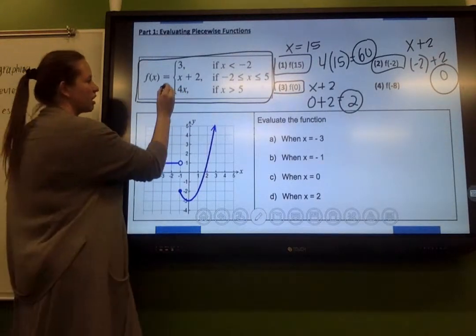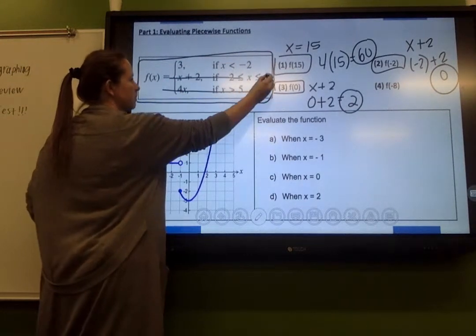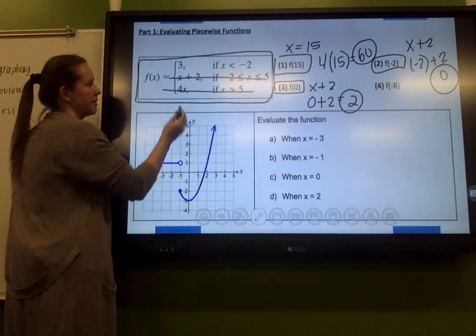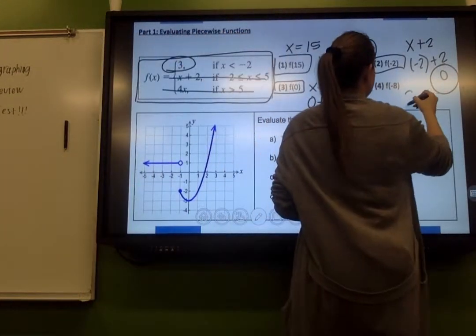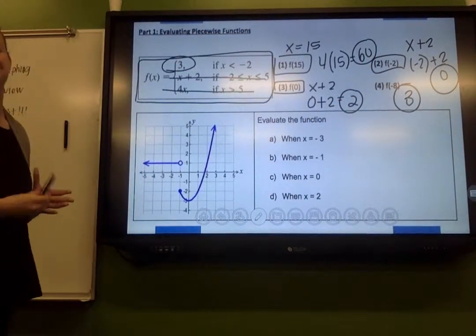So -8 is not greater than 5, and it's not in between -2 and 5. -8 is less than -2, right? But there's no x to plug it into. So what's the answer? Just 3? Yeah. You just literally write 3. It's going to be 3 the whole time. So the answer to number 4 is 3.